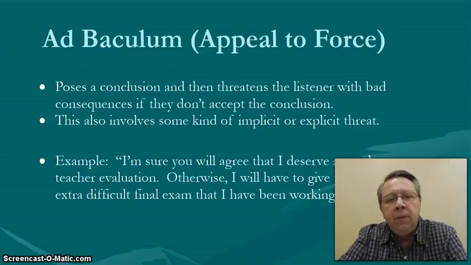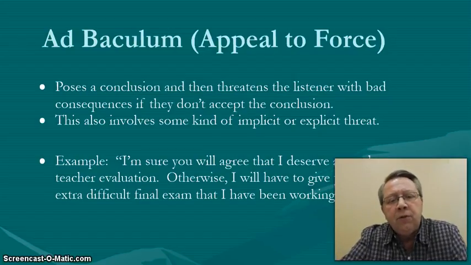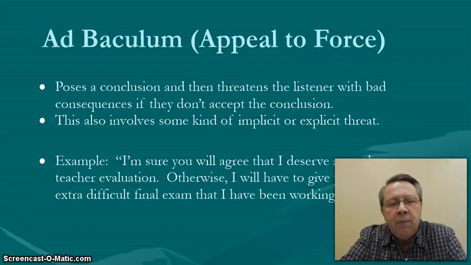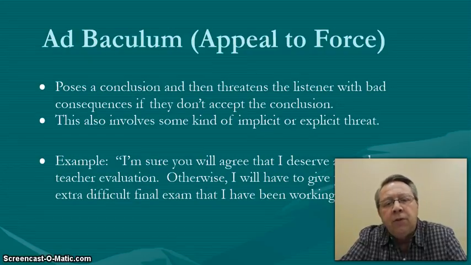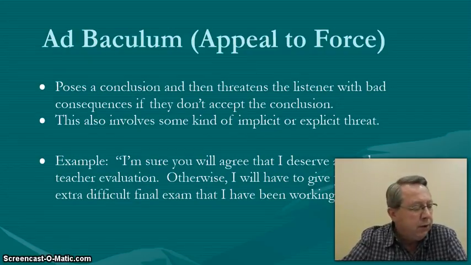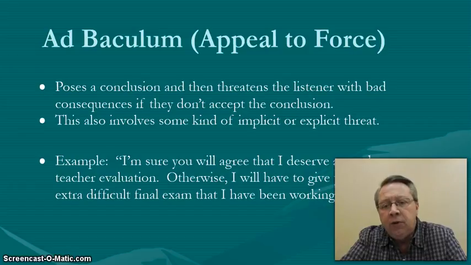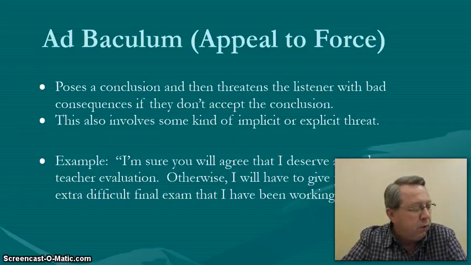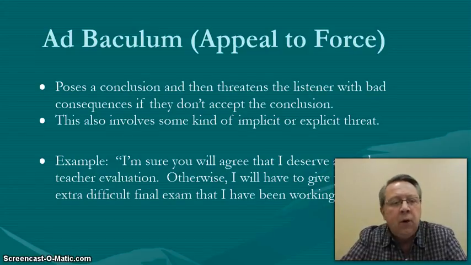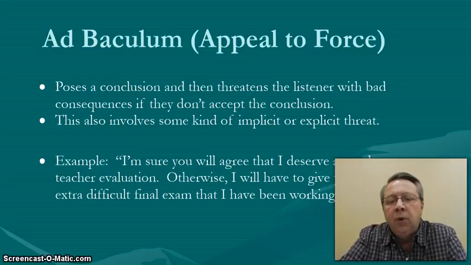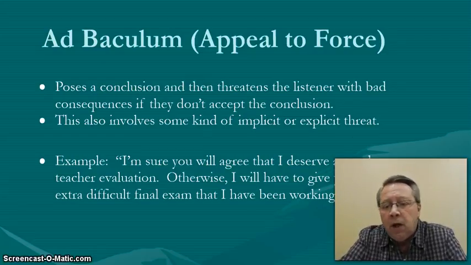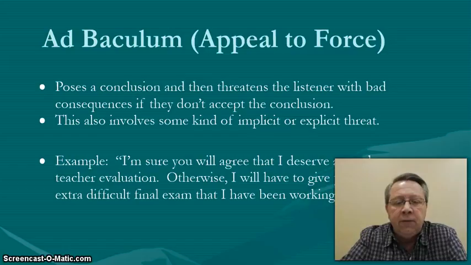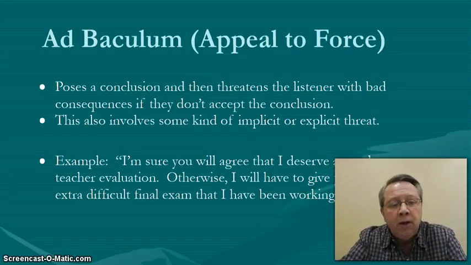The first one would be the appeal to force. This poses a conclusion and threatens the listener with bad consequences if they don't accept the conclusion. It also involves some kind of implicit or explicit threat. Implicit would be a hint towards a threat. Explicit would be an actual threat. So an example would be, I'm sure you will all agree that I deserve a good teacher evaluation. Otherwise, I will have to give you that extra difficult final exam that I've been working on.